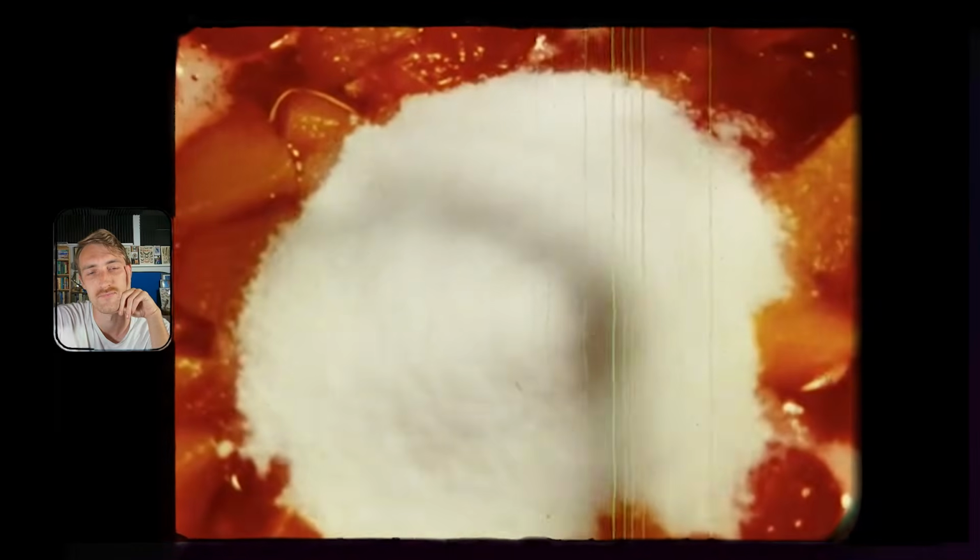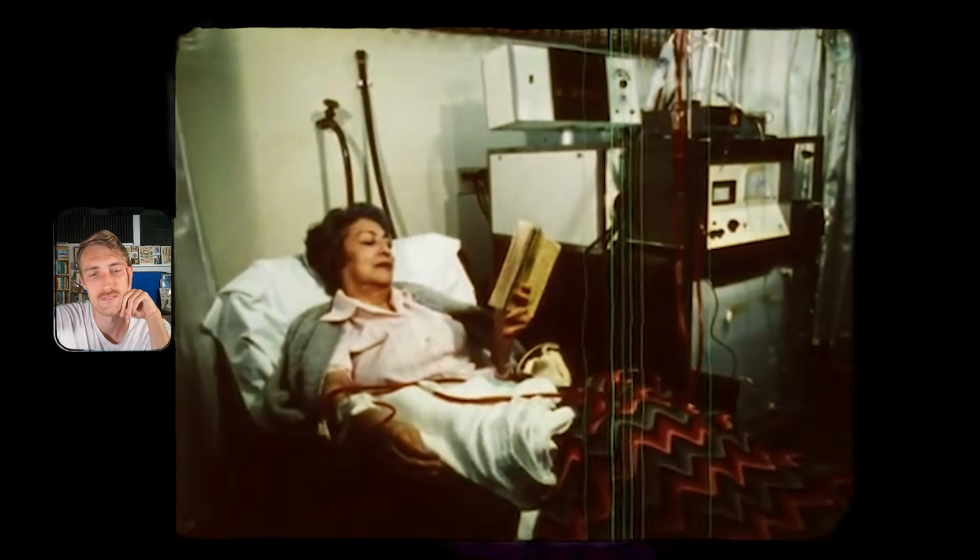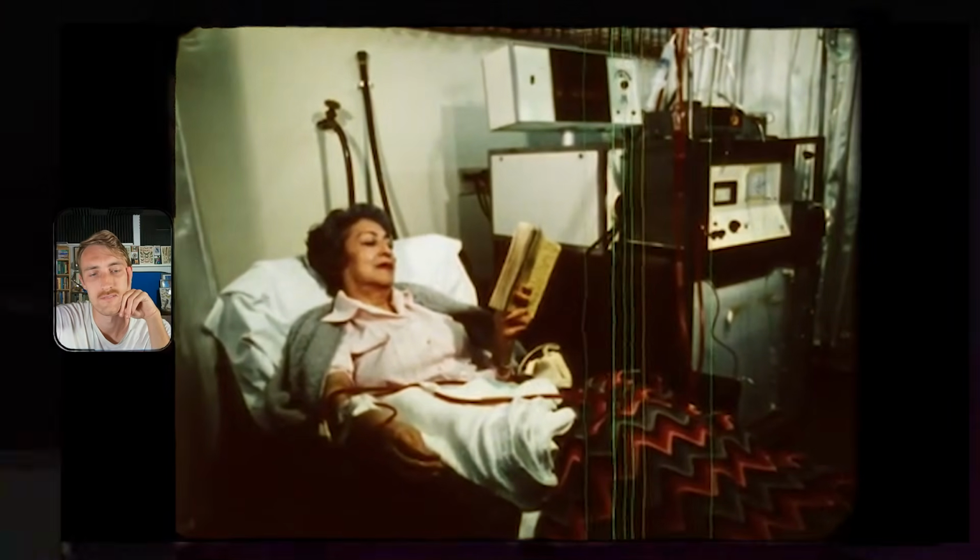A more complex use of diffusion helps to save lives.